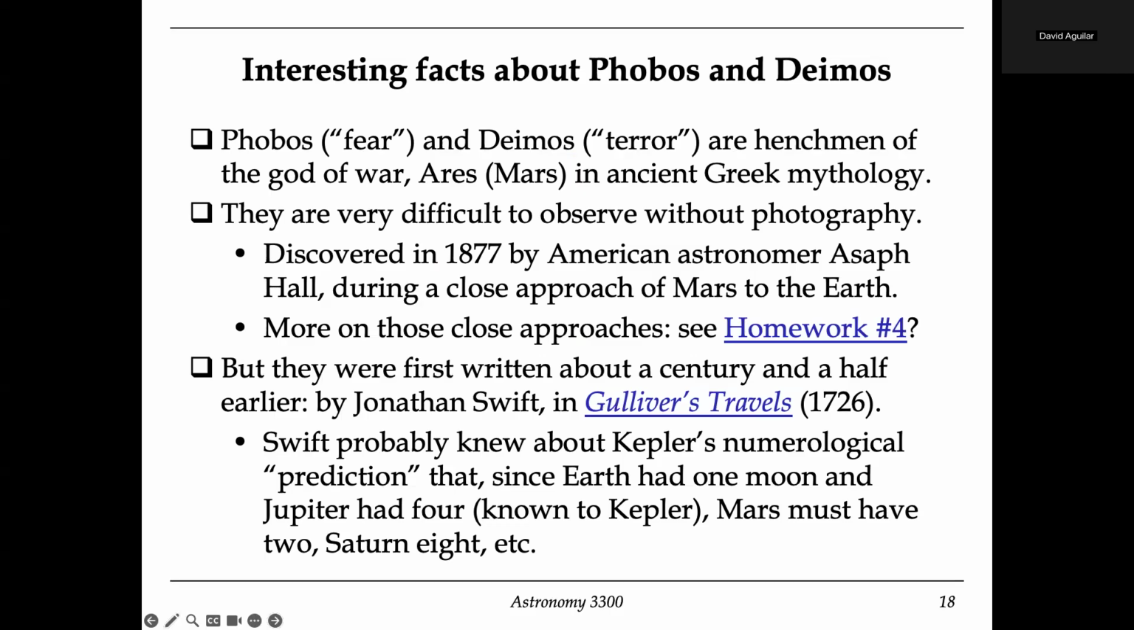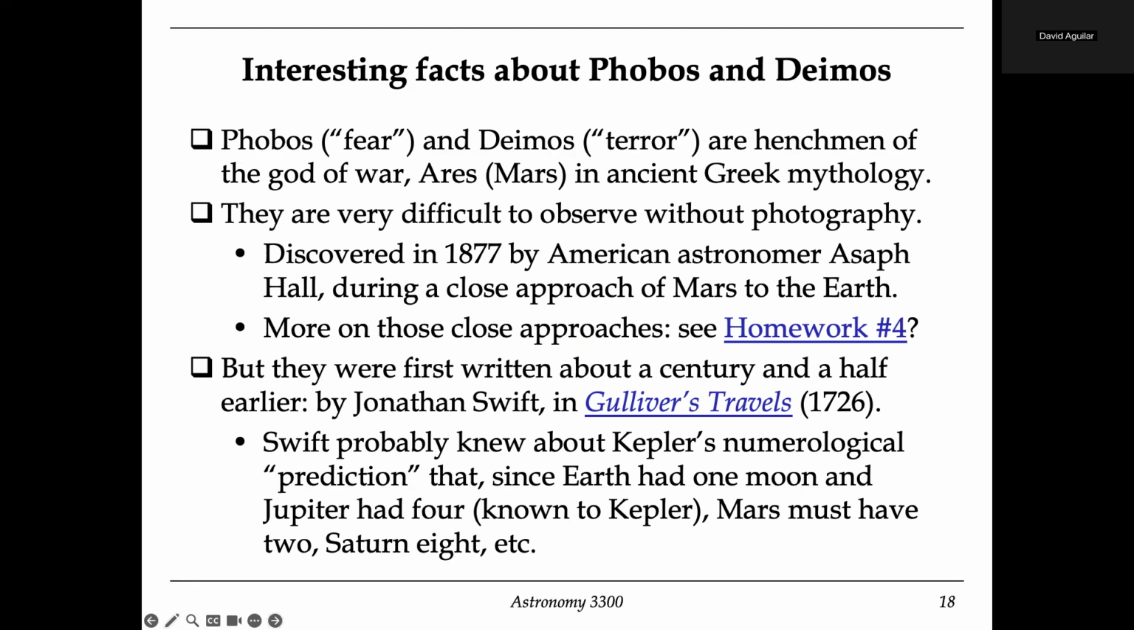So Jonathan Swift, Kepler loved numbers, and there are some people who have a real fixation for numbers, and this is this pseudoscience called numerology. So the idea that numbers somehow control different aspects of the physical world. And Kepler liked it. So he said that Earth had 1 and Jupiter had 4, so therefore Mars must have 2. He was right, but that's really weird.